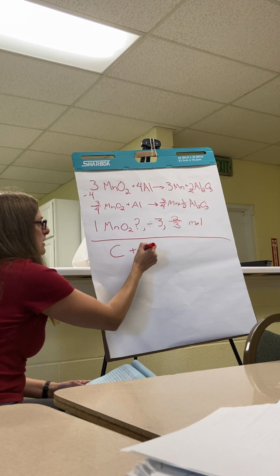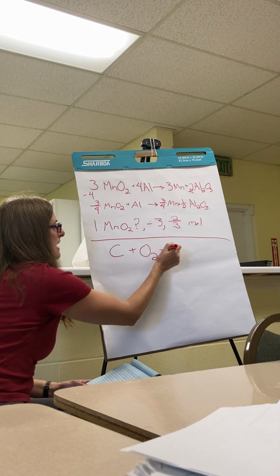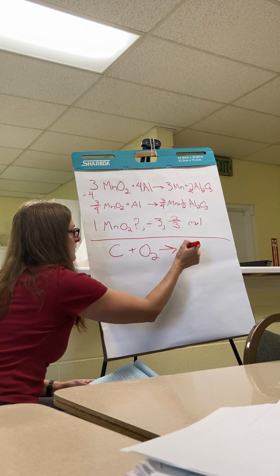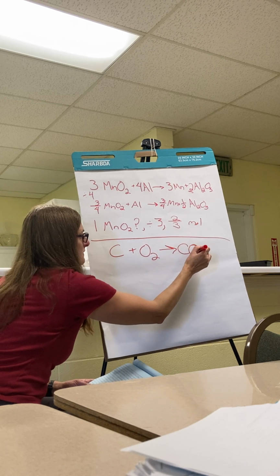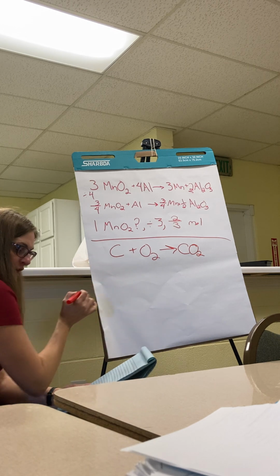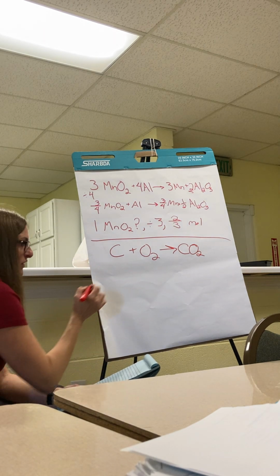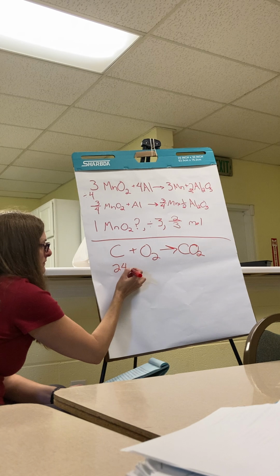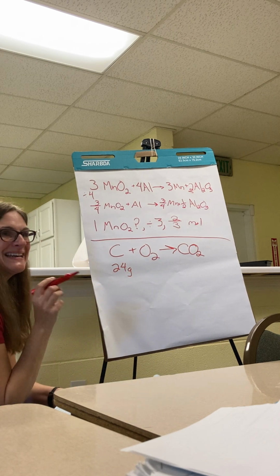Simplest equation. I have carbon, I have oxygen, and I make carbon dioxide. So this is balanced. If I start with 24 grams of carbon and I react it in excess.